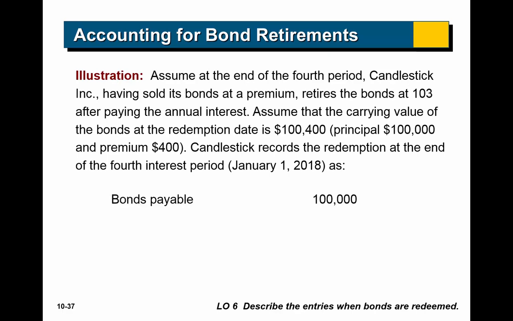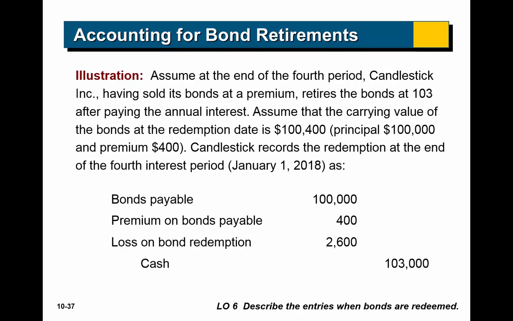So their bonds payable has to go away, right? They have to get rid of bonds payable off their books, by debiting that account $100,000. They've also got to get rid of the premium, because when you get rid of that bond, you can't have any premium or discount left on your books. It's all got to be zero. Then the cash that gets paid is the $103,000, because they're saying it retired the bonds at 103. And so the difference between that is going to be either a loss or a gain. In this case, it's a loss.